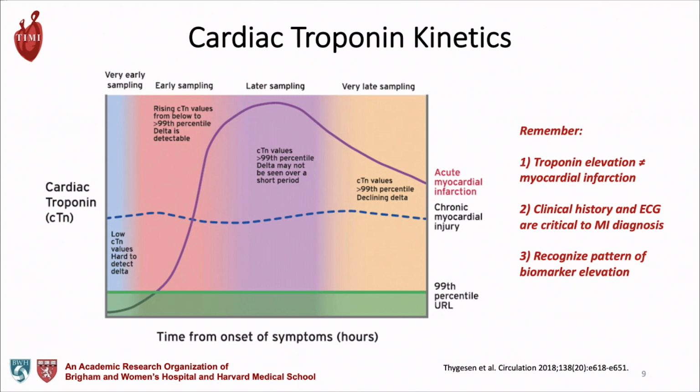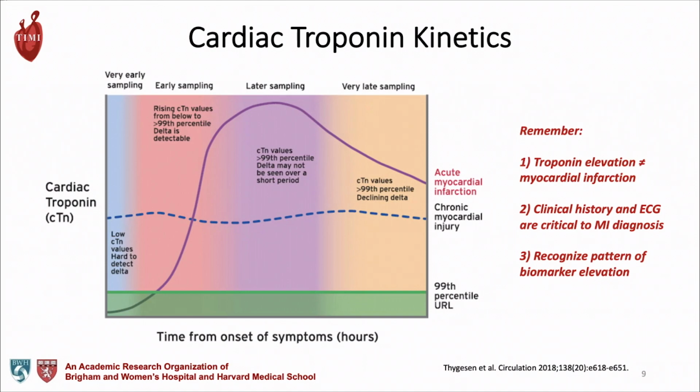So there are a couple key things to remember in the evaluation of a person with an elevated troponin. One is that troponin elevation is not the same thing as myocardial infarction. Troponin elevation indicates myocardial injury, and when that myocardial injury is related to acute myocardial ischemia, that's when we call this a myocardial infarction. And so differentiating between nonspecific myocardial injury and myocardial infarction requires the clinical history and the electrocardiogram to demonstrate that there is, in fact, evidence of acute myocardial ischemia.